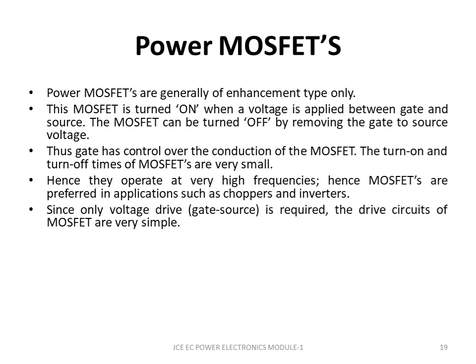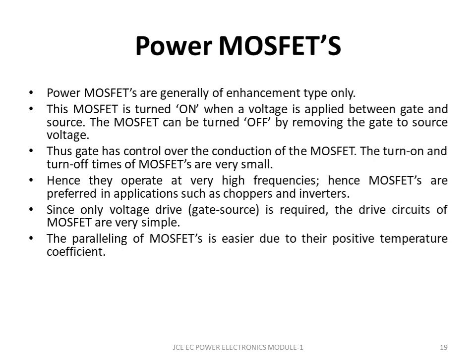Since only a voltage drive at gate-source is required, the drive circuits of MOSFETs are very simple, whereas the drive circuits of BJT are more complex. The paralleling of MOSFETs is easier due to their positive temperature coefficient. Hence, for dividing the current, or taking the current in two different paths, we can have parallel MOSFETs, whereas we cannot have parallel BJTs, because they have a negative temperature coefficient and these have a positive temperature coefficient.